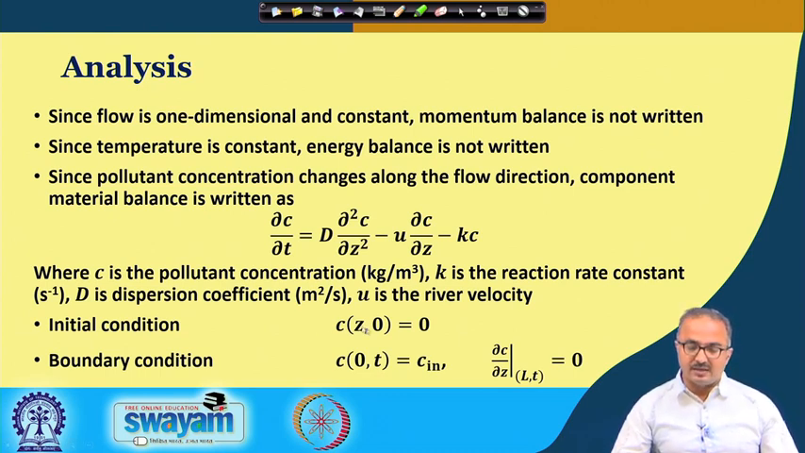So, we are putting that at time t equal to 0, for all z, the concentration is 0. Next, we have the boundary conditions. Now, again you see that this is a second order equation, so we need 2 boundary conditions.